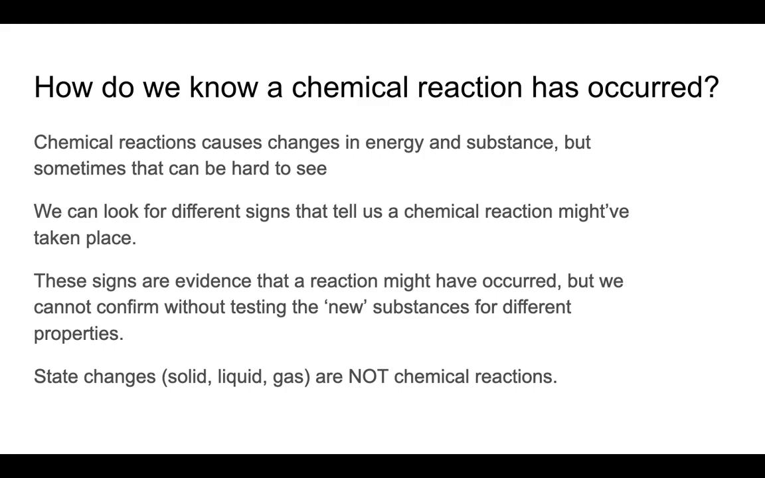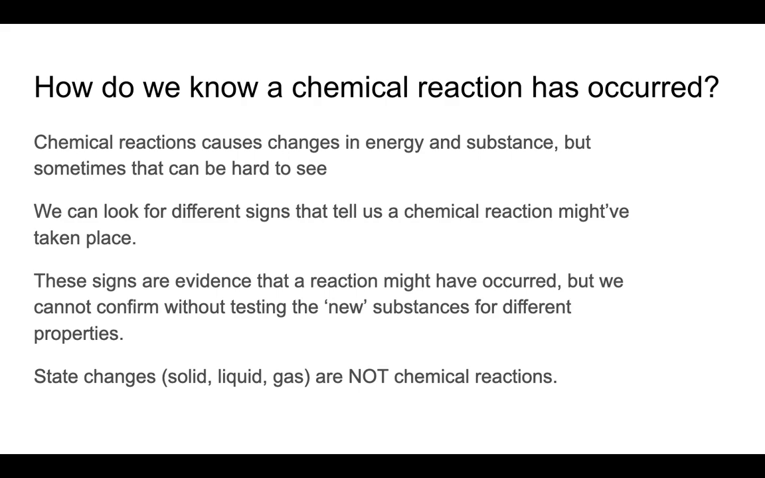While there are signs that tell us that something might have happened, just because we see a sign does not mean a chemical reaction has definitely occurred. So we use these signs as evidence, but by themselves, they are not proof that a chemical reaction has occurred. To know for sure that a chemical reaction has occurred, we would need to do a chemical analysis of that new substance.